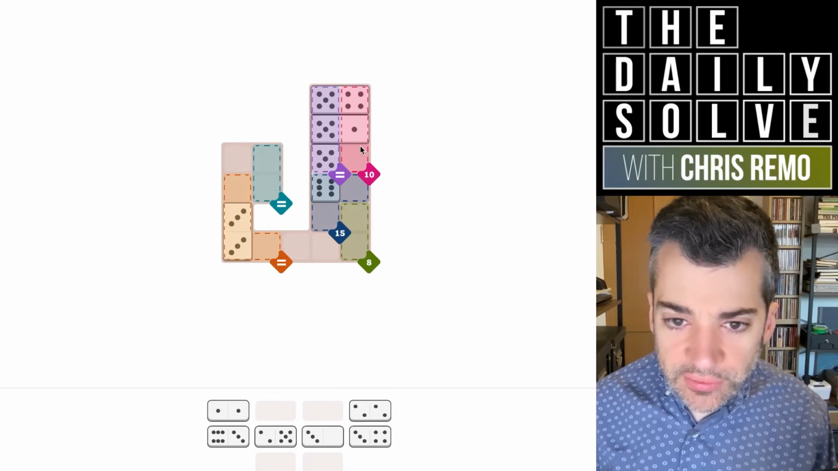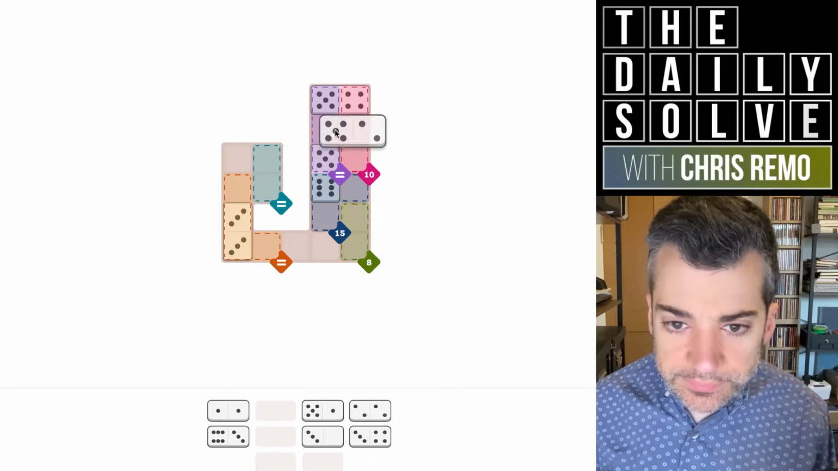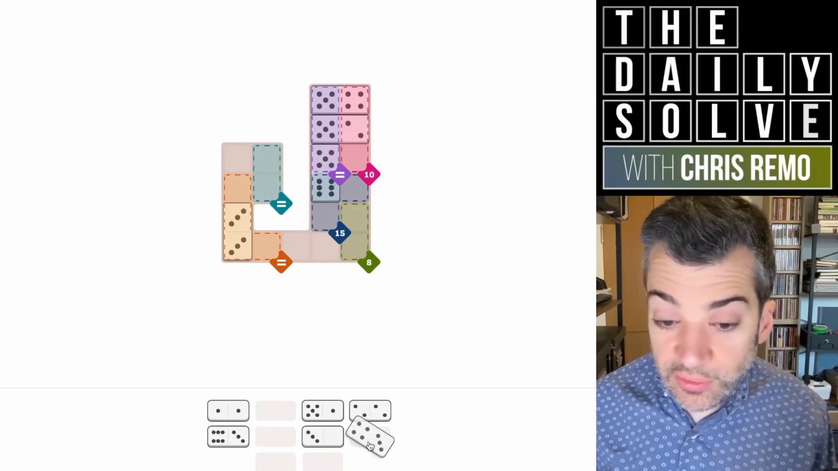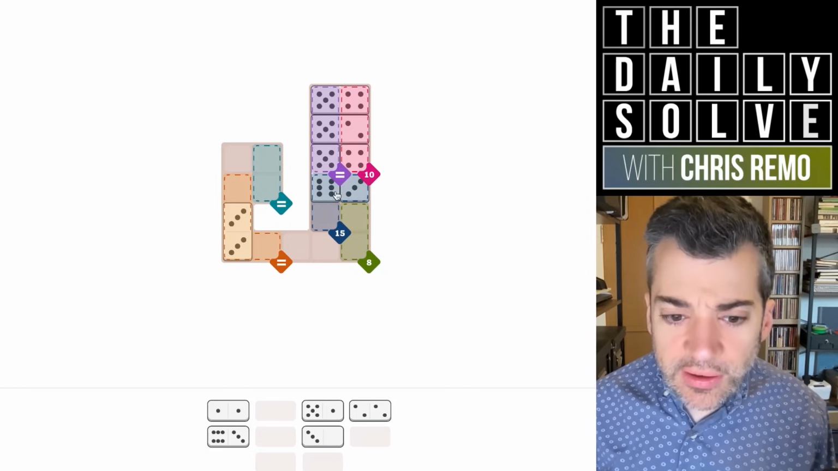This particular thing wouldn't work. This particular arrangement would not work. This one might. This would, in theory, work, because we could put a 4 there. Now we've got 10. Now we've got 9 in the 15.